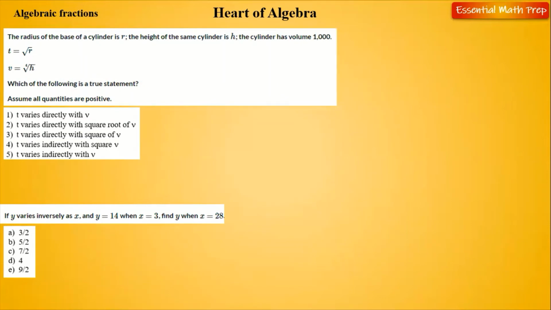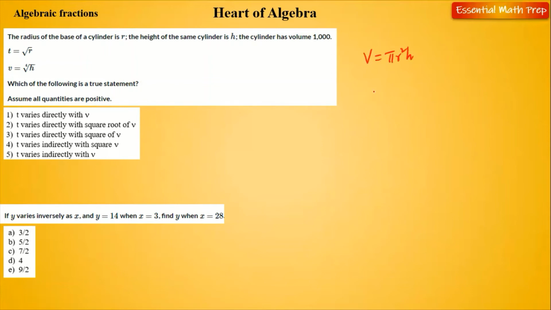The radius of a base of a cylinder is R. The height of the same cylinder is H. The cylinder has a volume of 100. So volume of a cylinder is pi R squared H.